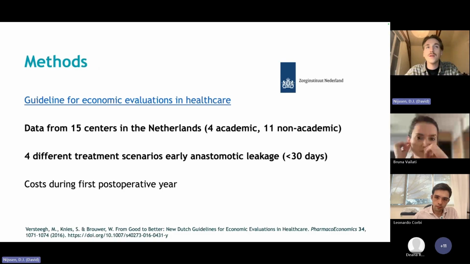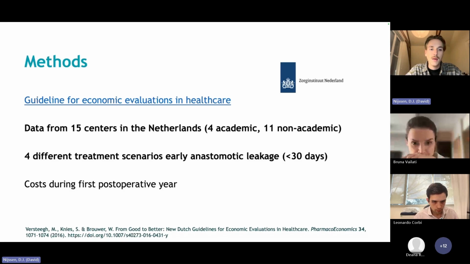Luckily, we have a very extensive and good guideline in the Netherlands that can help us with the methodology. This is the one we used, which is from the Ministry of Health in the Netherlands. We took the data from 15 centers in the Netherlands, 4 academic and 11 non-academic centers. We calculated the costs for 4 different treatment scenarios, which I will explain later. In this study, we looked at early anastomotic leakage, so all leaks that are detected within the first 30 days after surgery, and we looked at the costs during the first postoperative year.